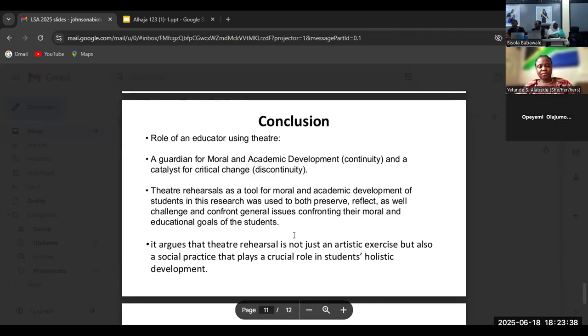So this research argues that theater rehearsal is not just an artistic exercise. You don't go there to sleep. Not just an artistic exercise, but it's a social practice that plays a crucial role in the holistic development of theater.